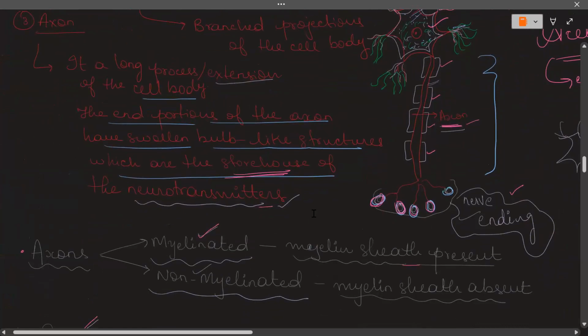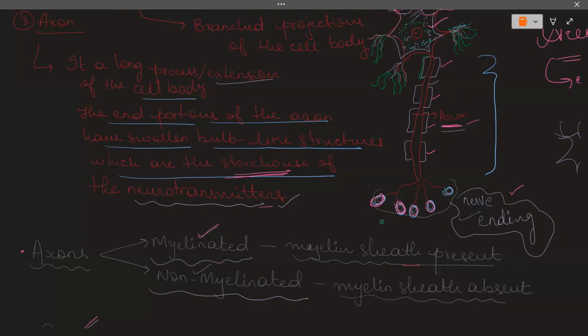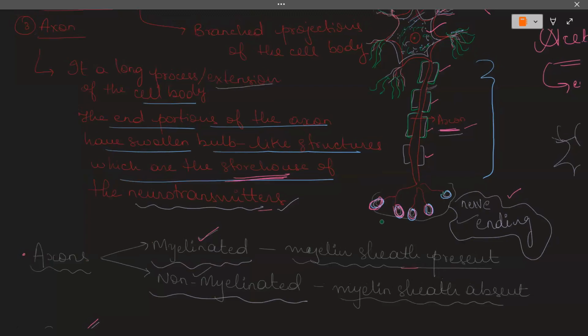When the myelin sheath is present on the axons, the axons are known as myelinated axons, meaning these structures that you see here are present on the axon. And the axons that do not have the myelin sheath present on them are what we call non-myelinated axons. Clear, students?